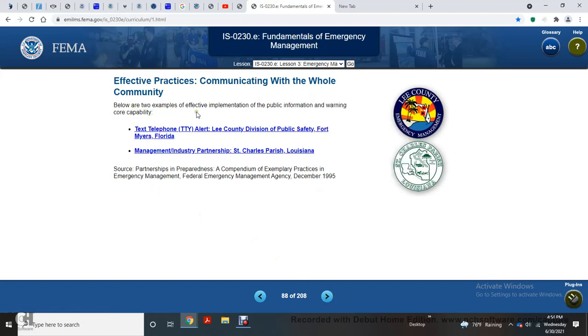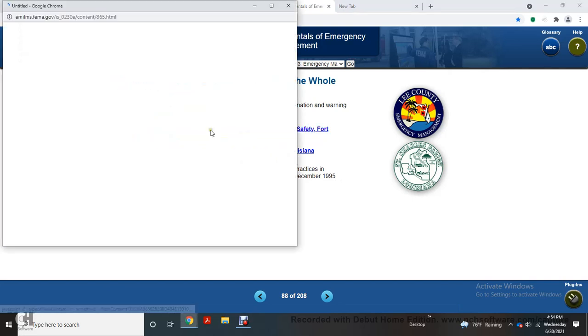There are two examples of effective implementation of public information and warning capability: the text telephone alert, Lee County Division of Public Safety, Fort Myers, Florida; and the Emergency Management Industrial Partnership, St. Charles Parish, Louisiana. Source: Partnership for Preparedness, Emergency Management Federal Emergency Management Agency, December 1995. We'll look at the one in Florida.